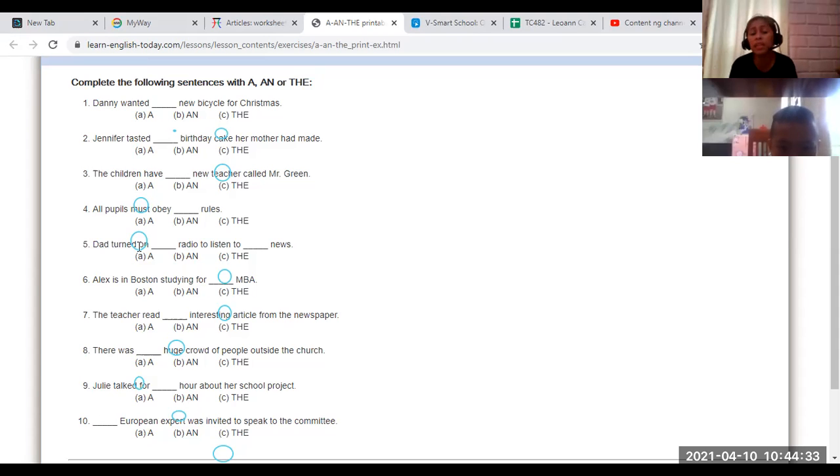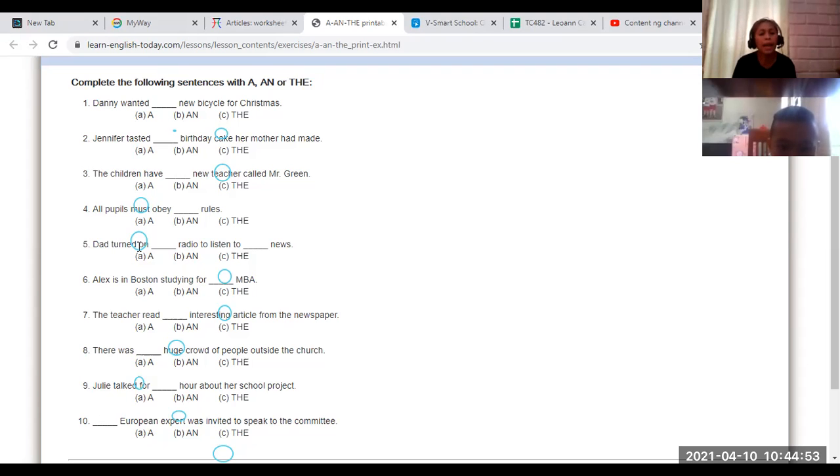Where are you going to listen to the news? It's on the radio. Only one radio. Don't tell me you will listen to the news on a radio turning on. Only one radio. That's the reason why it's the radio.